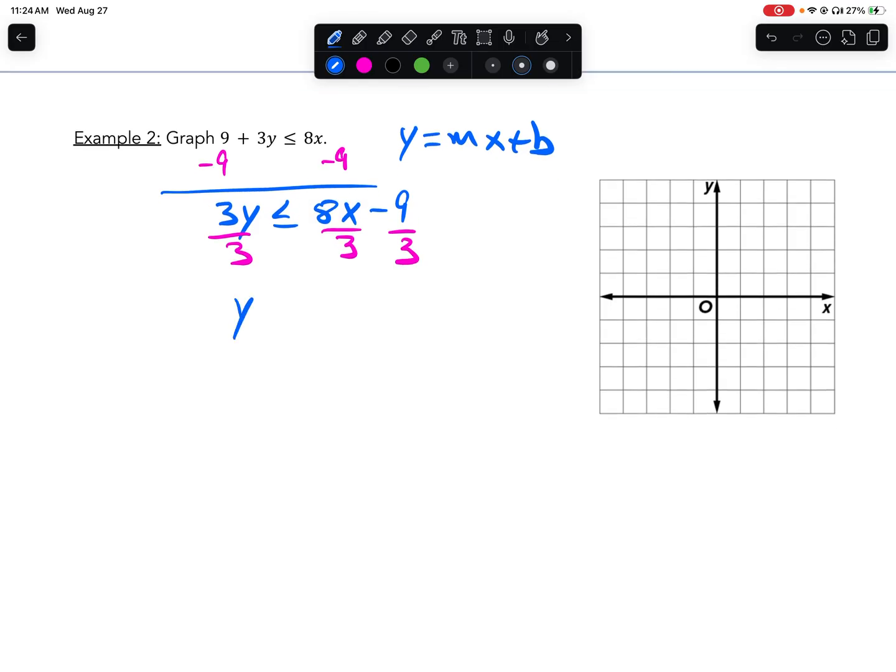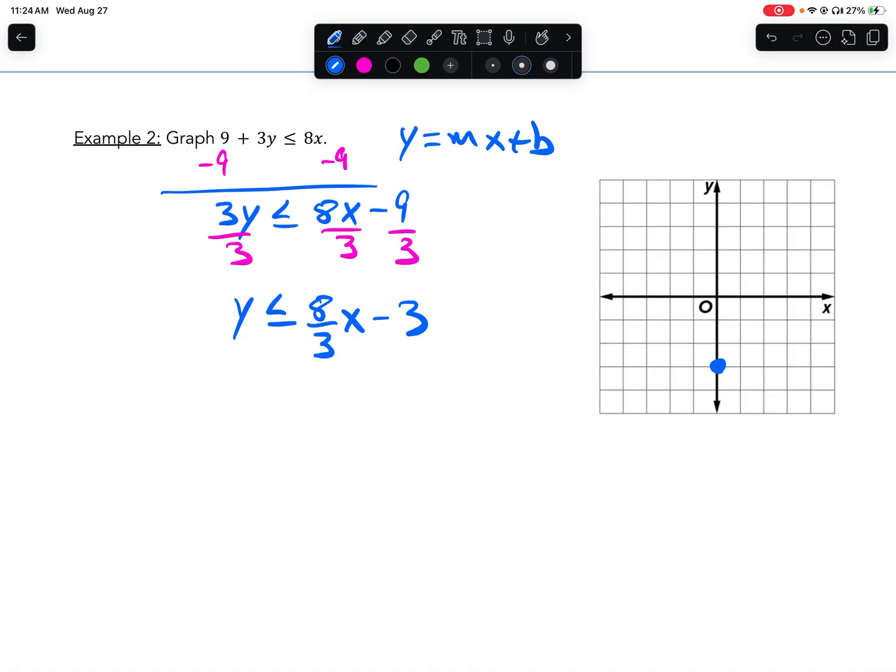My answer then is y is less than or equal to 8/3 x, right? I can write the x up here. I can also write the x here. It doesn't matter. It means the exact same thing. And then 9 divided by 3 is 3, so it's minus 3. So when I go to graph this, I go down 3 on the y-axis because our y-intercept is negative 3. So I start down 3, 1, 2, 3, make it up.